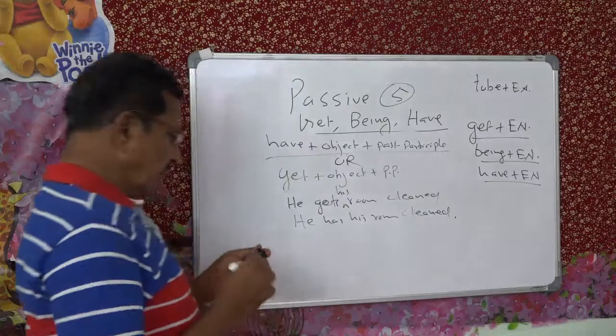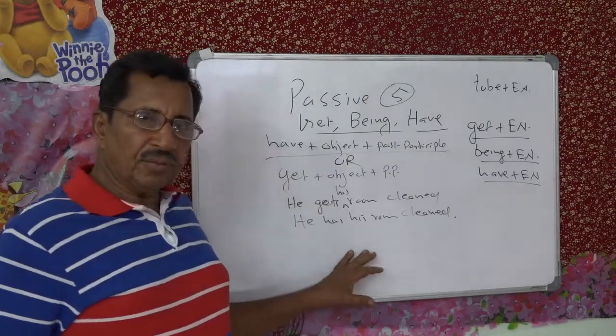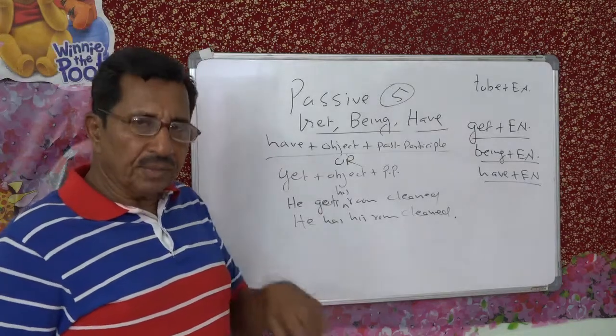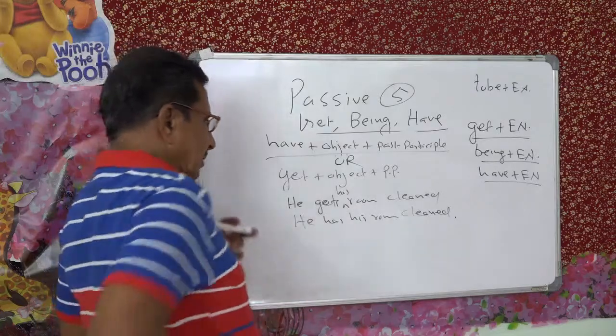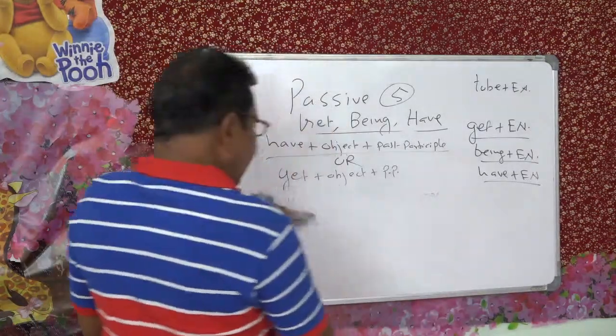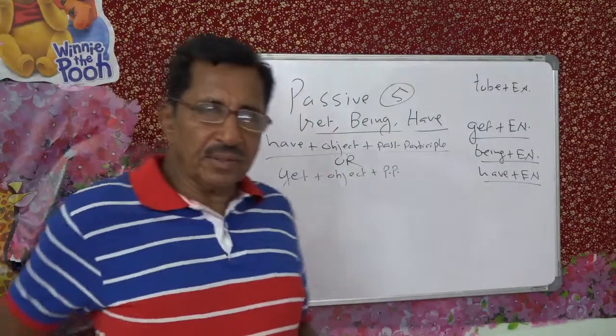So in this case, what you have to remember is this: first you have the forms of have or get plus object plus the past participle. The past participle comes at the end of the sentence. Understand? I think all the three types of passives are over.